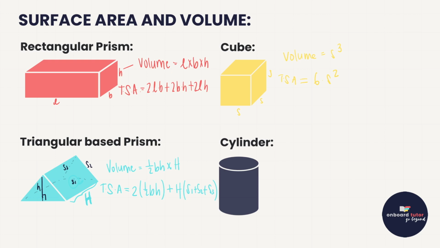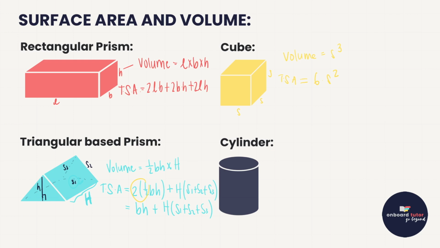Okay, what we can do here is 2 times a half. Those actually just end up multiplying to equal 1. So it's base times height plus the overall height multiplied by the perimeter of the triangle. And that's how you get the total surface area of a triangular based prism.